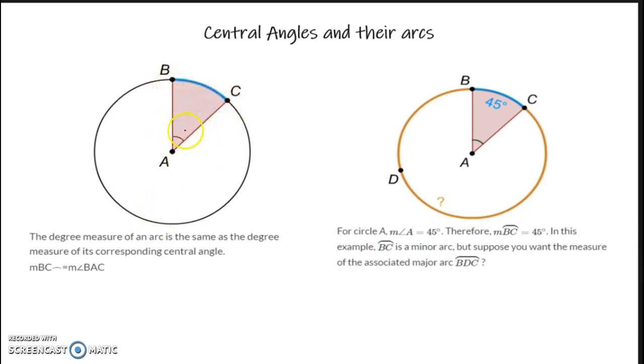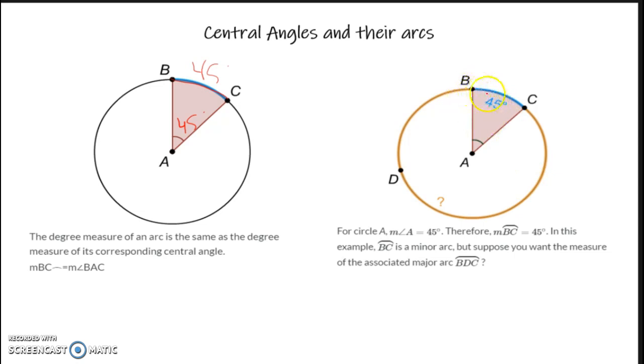And the degree measure of this angle is the same as the degree measure of the arc that it opens up to or it intercepts. So if this angle was 45 degrees, the arc measure would also be 45 degrees. So central angles have the same measure as the arc that they intercept.